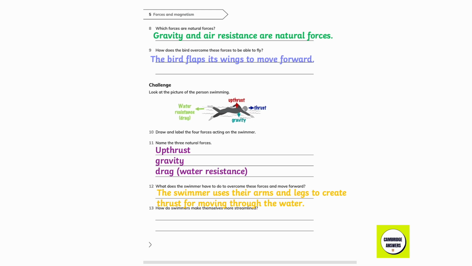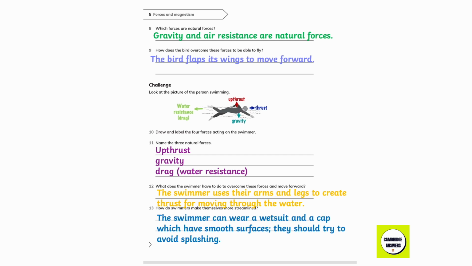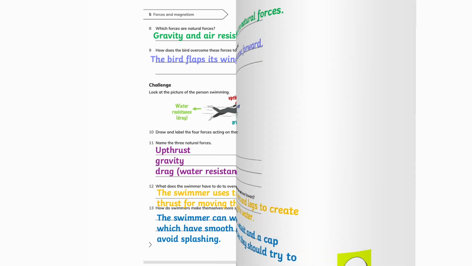How do swimmers make themselves more streamlined? The swimmer can wear a wetsuit and a cap, which have smooth surfaces. They should try to avoid splashing.